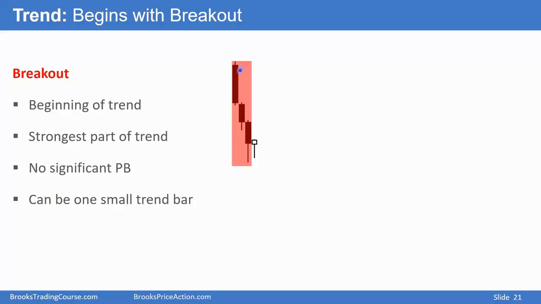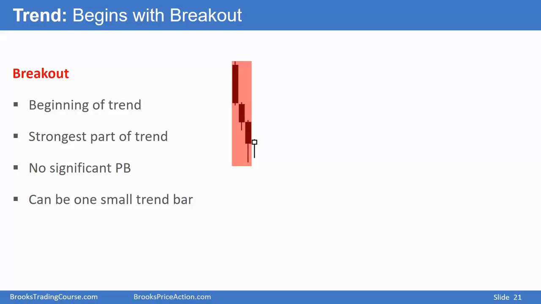In a bear trend, every bear trend begins with a breakout. It can be 1 bar, it could be 5 or 10 bars. Here, it's 3 bars. It's the strongest part of the trend, and there's no significant pullback. Sometimes there might be a bull inside bar like this. Sometimes there may be a 1 bar pullback. But in general, most of the bars are like this.